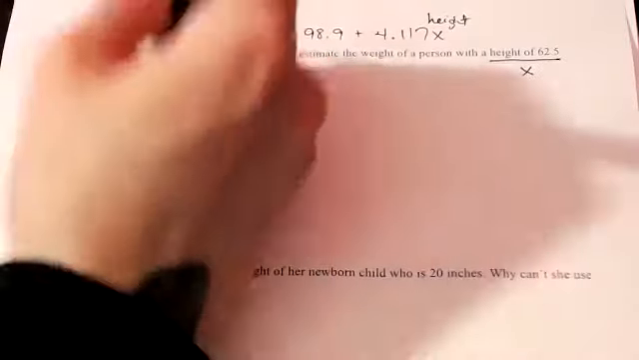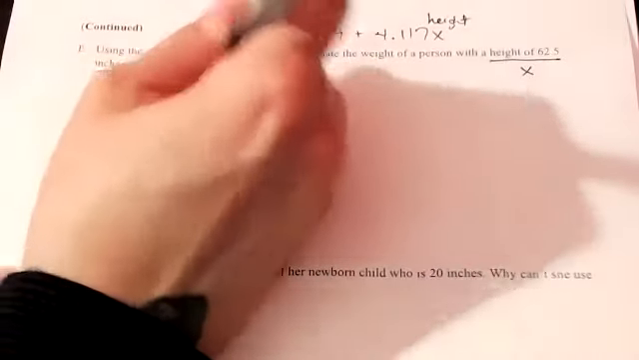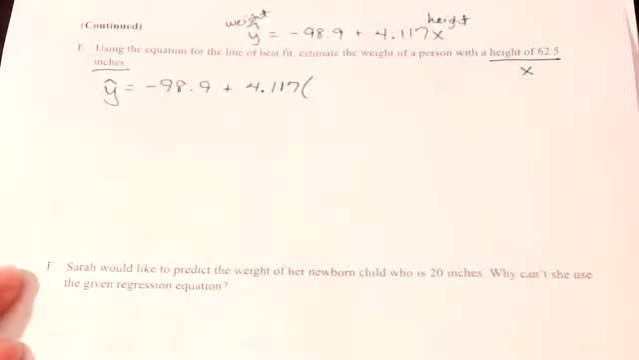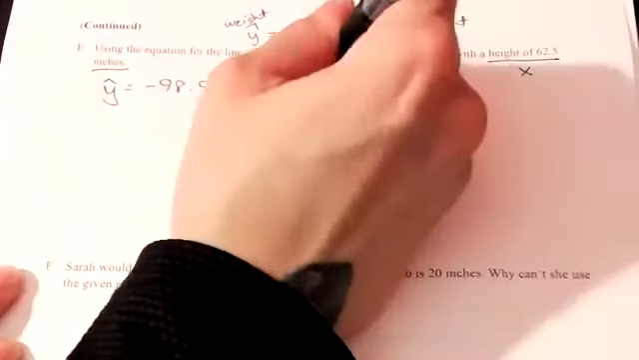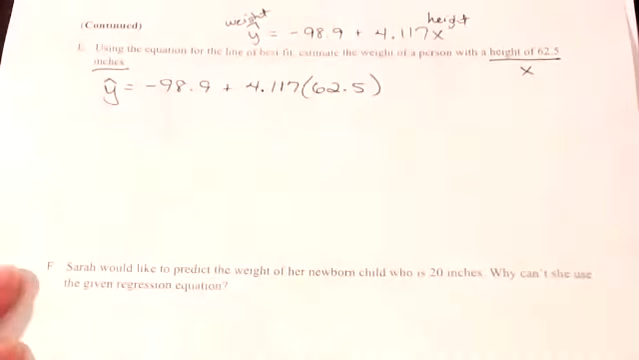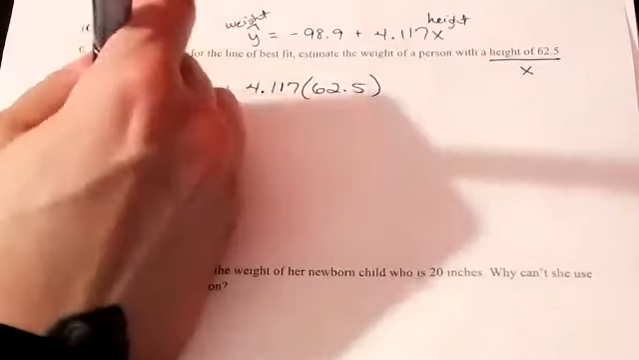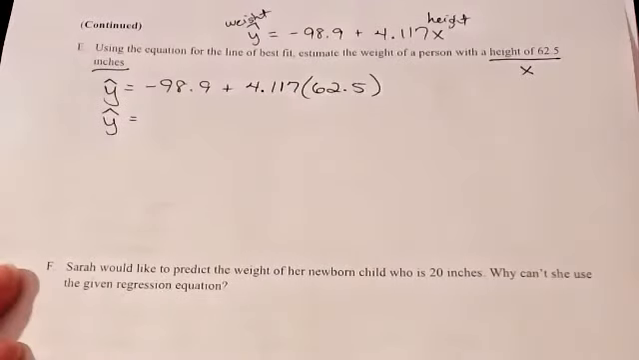Y hat is equal to negative 98.9 plus 4.117, and then x in this case is 62.5 inches. Notice we make a direct substitution, no big deal. Go ahead and punch this into your calculators. When you have the result, please share with the entire group. And you can give me the entire value if you'd like, everything your calculator says.